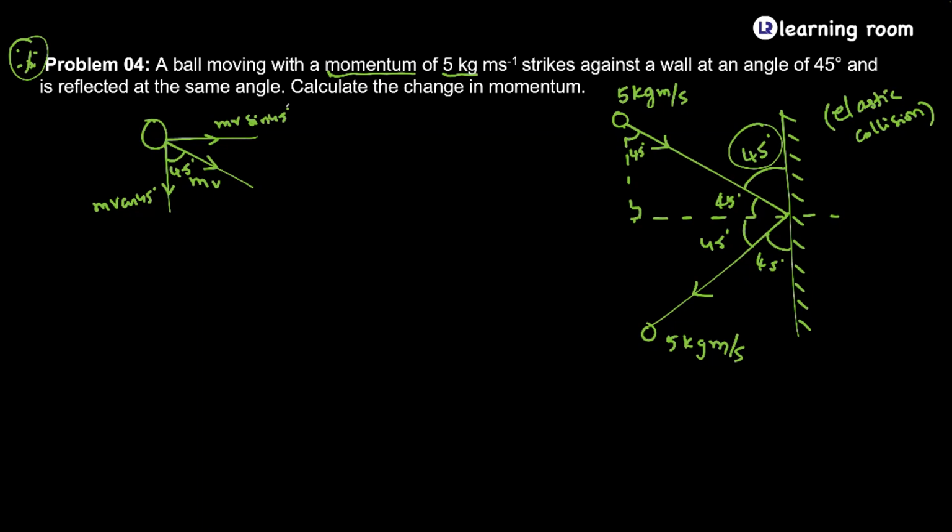Fortunately, you take 45 anywhere, it's going to give you the same answer. Because cos 45 and sin 45 are the same. What is the value of mv? It is 5. So it should be 5 by root 2 here, 5 by root 2 downward, and this direction should have the value of 5. I hope you are able to understand. This is the journey towards wall. So what about the journey away from the wall?